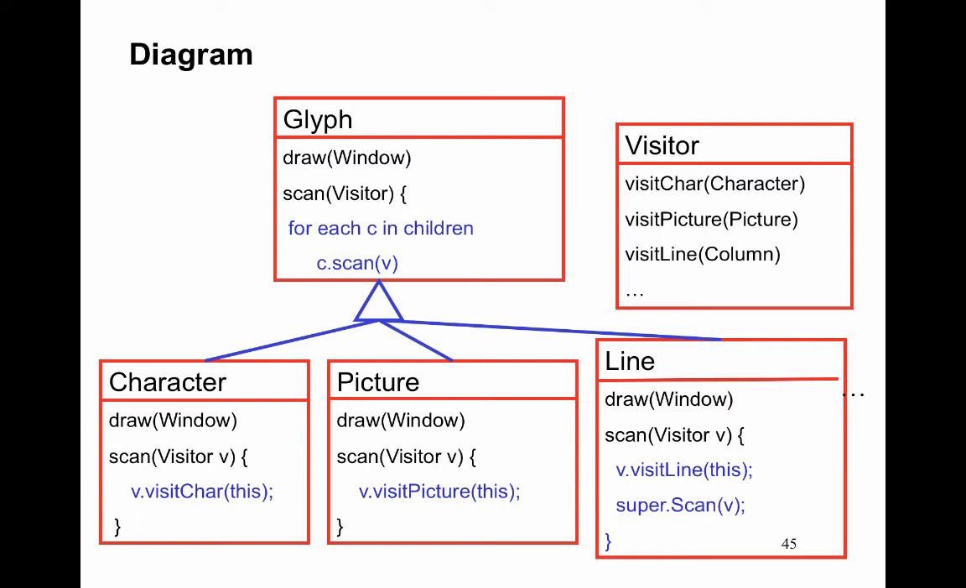This is different from the iterator in that it's a generalization of the iterator. The iterator could be seen like this, except it only has one function, one thing to do for all glyphs. This allows you to specify different things to do for characters, for pictures, and for lines. Why is there a super scan? Because I need to iterate over line being a composite. I need to iterate over each of these children. So super.scan calls the superclass scan, which is going to be this implementation.